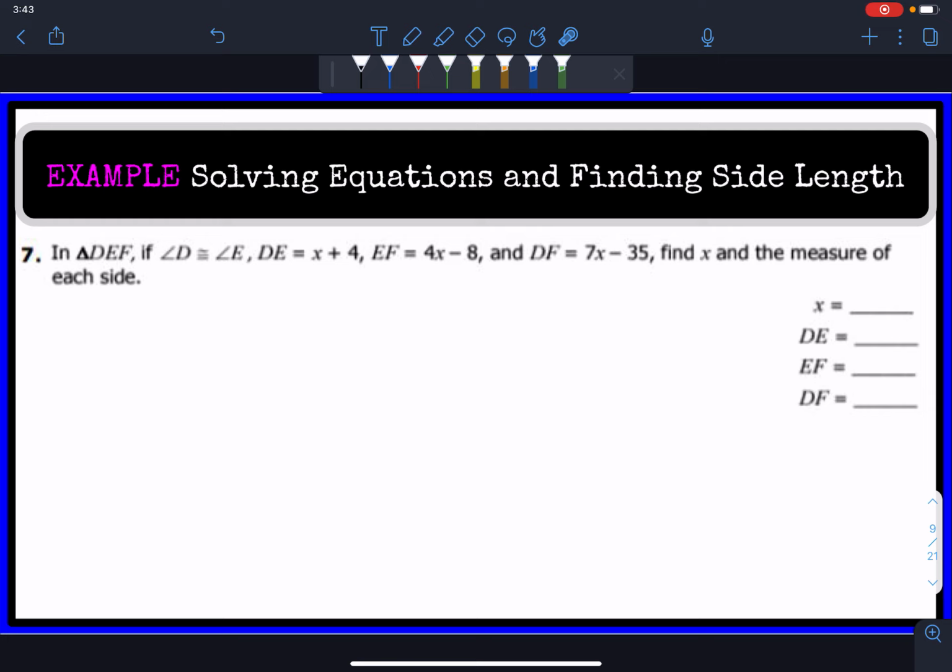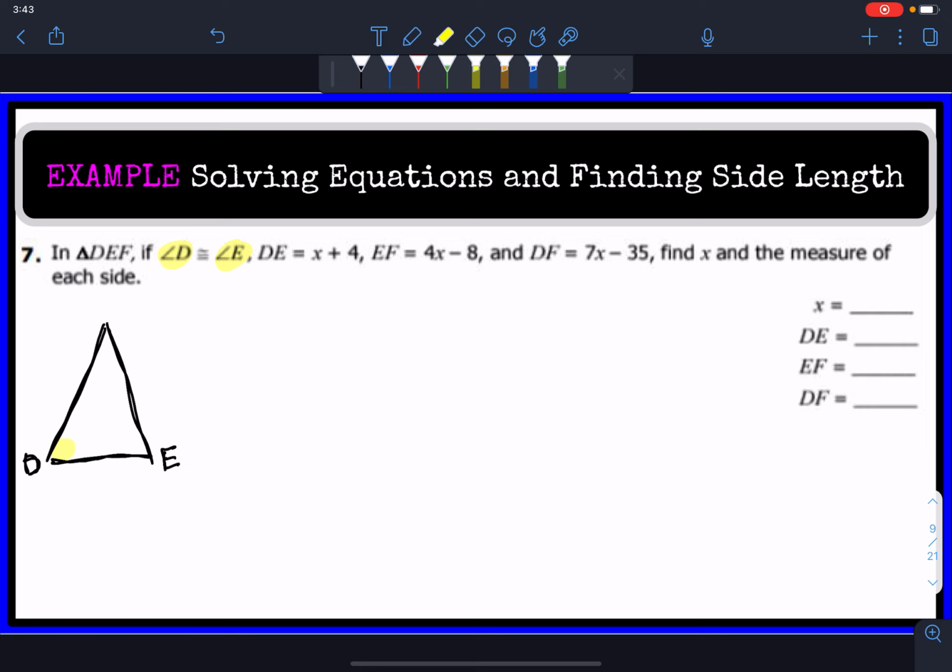Again, here we're going to figure out the segment lengths. We're going to figure out the 3 side lengths in a triangle, but to do that, we first need to figure out the value of x, because DE is x plus 4, EF is 4x minus 8, and DF is 7x minus 35. So let me start by first drawing a triangle so I can visualize this better. We're told that angle D and angle E are congruent. So I'm going to label D down here and E also down there.